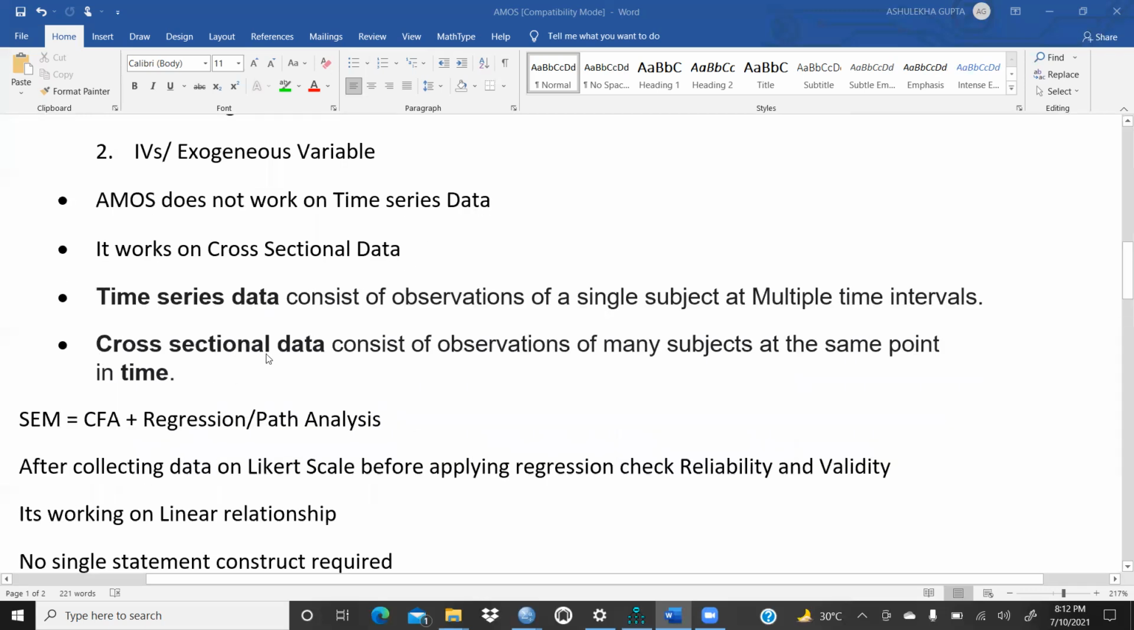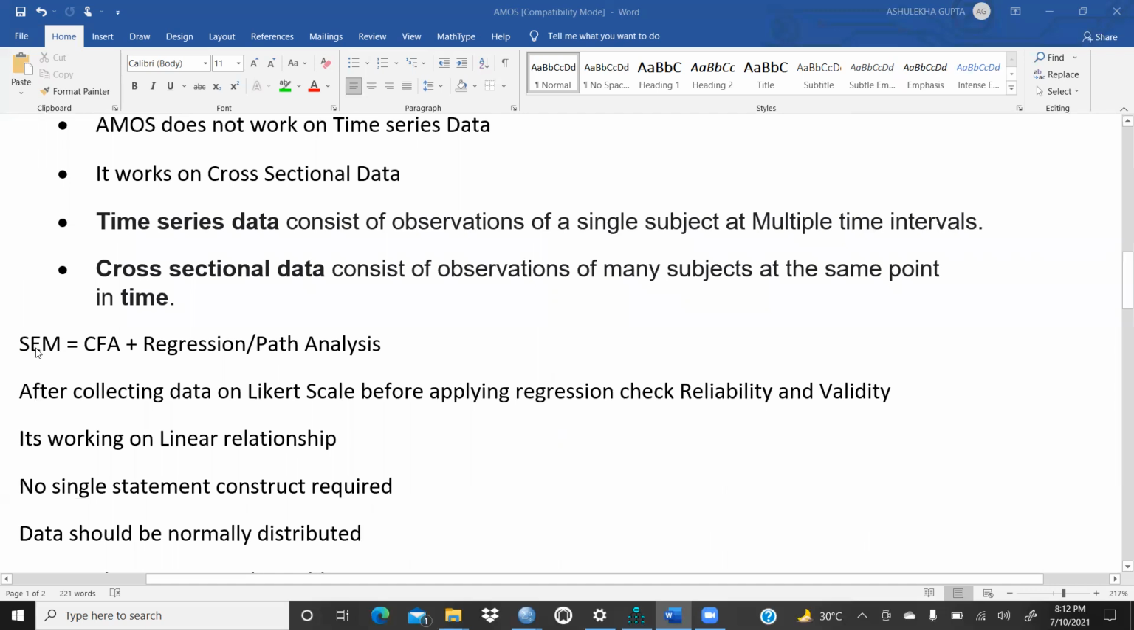But cross-sectional data consists of observations of many subjects at the same point in time. Let's say I would like to know, during this COVID period, what our country's GDP is, what our FDI is, what our inflation rate is, what our interest rate is, and other things, so many parameters. That is cross-sectional data.